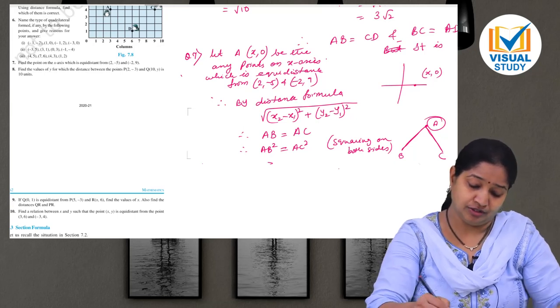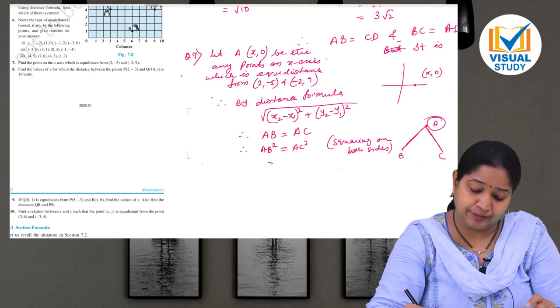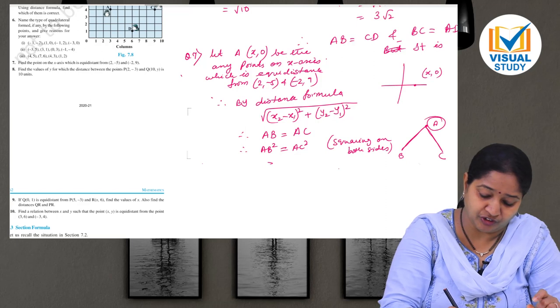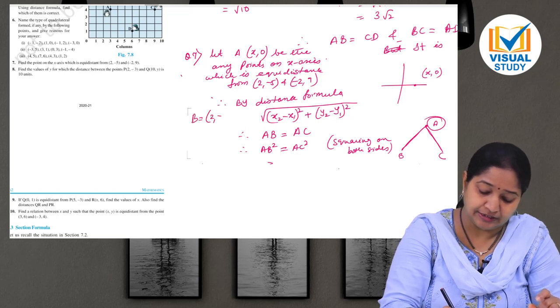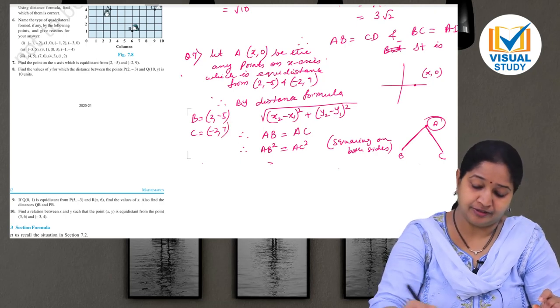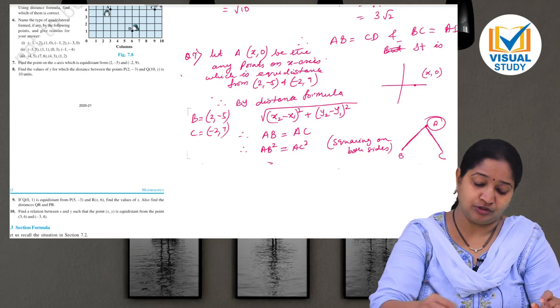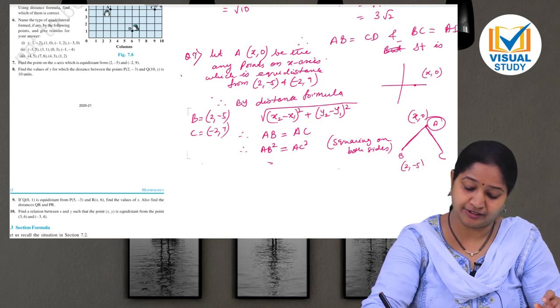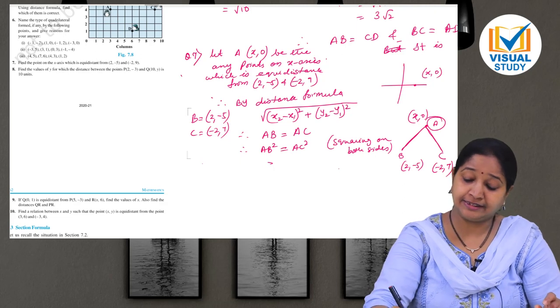So now what is your A, what is your B and what is your C here? Sorry, I have not written it. B is (2, -5) and C is (-2, 7). Okay, now we do it. What is AB? A is (x, 0). How are you going to take the points? I will write it here so it will not be difficult for you. B is (2, -5), C is (-2, 7).